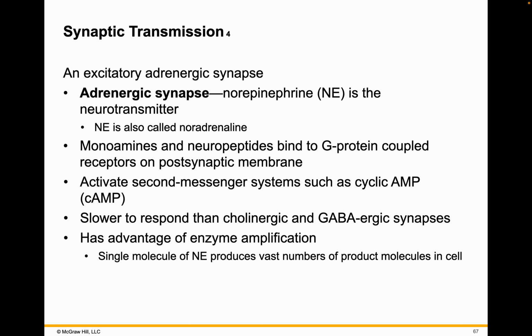And the excitatory adrenergic synapse, we can use norepinephrine as an example. It's also called noradrenaline. The monoamines and neuropeptides bind to a G protein coupled receptor on the postsynaptic membrane. That activates a second messenger system, cyclic AMP, for example. This makes them a little slower to respond than cholinergic or GABA synapses, but it does have the advantage of amplification. A single molecule of norepinephrine produces vast numbers of second messengers within the system, and that's generally what I would like you to remember when you hear second messengers, amplifying the effect.